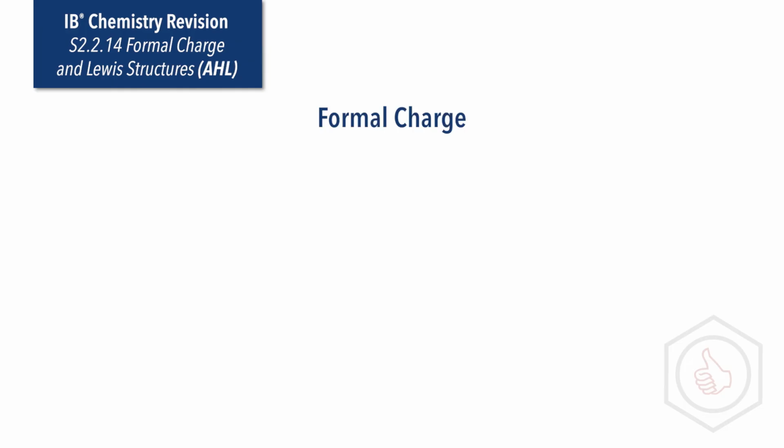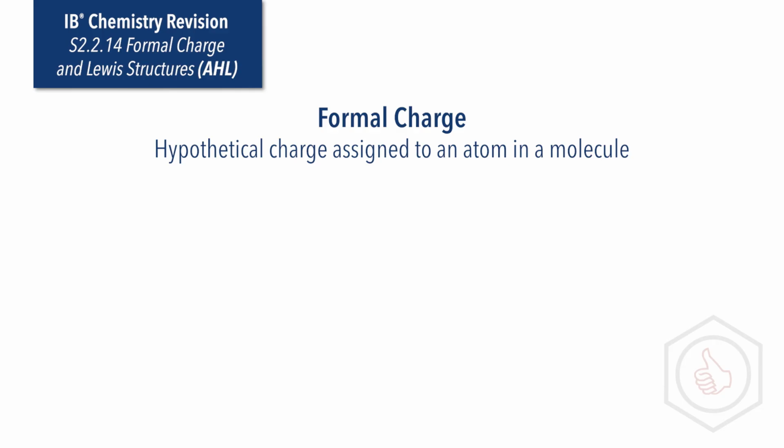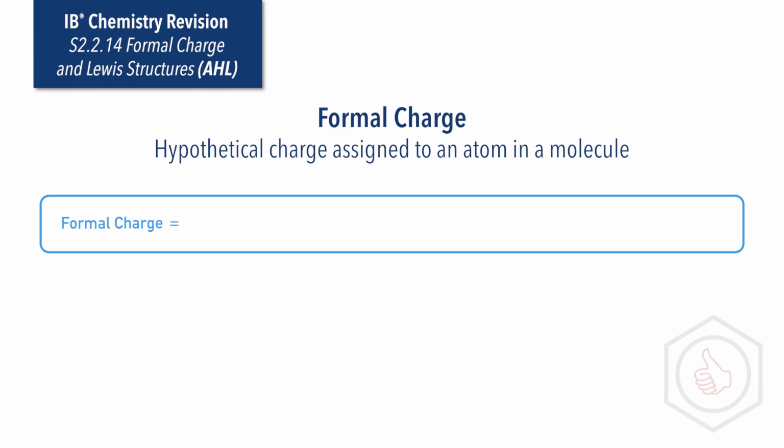The formal charge of an atom in the Lewis structure is a hypothetical charge that we assign to an atom in a molecule. We assume that the electrons in all covalent bonds are shared equally between the atoms. To calculate the formal charge of an atom, we take the number of valence electrons it had at the start, subtract the number of non-bonding electrons it has in the Lewis structure, and then minus half the number of bonding electrons it shares with other atoms.